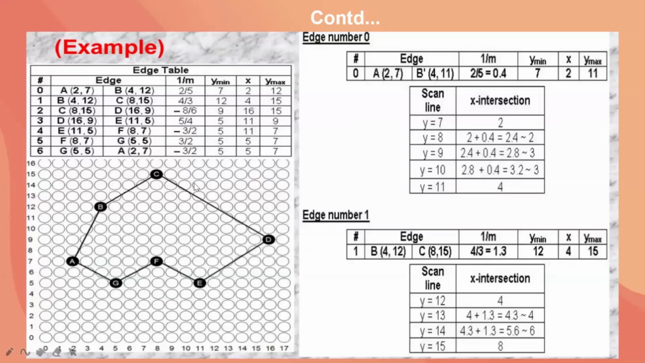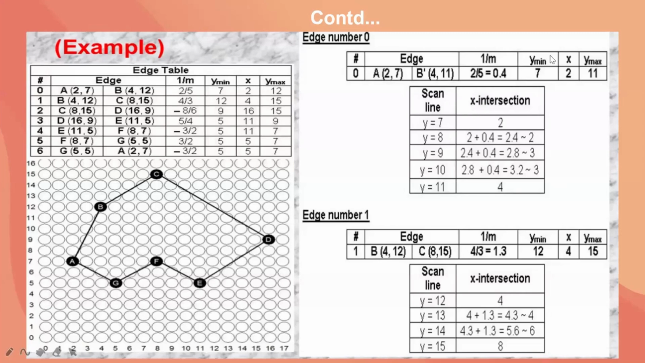Next, we are going to calculate. How are we going to calculate? First, I will take edge 0. We calculate the first line because we never know whether it will match or not. So first I have taken the edge, and then 1 by m, y minimum, x and y max. Whatever I have written here, I have to find out whether it is matching or not. So for my scan line, one more table you also have to draw: scan line and x intersections.